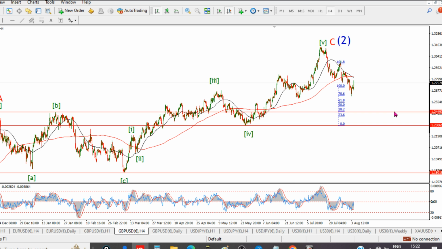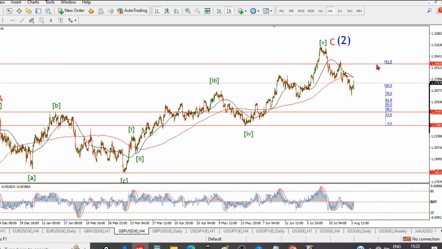Okay, so here is the count for cable. You can see previously I had a target set at the 161.8% extension, so at about 129.60. We popped above that, and now we've reversed pretty impulsively, I think, so far. You could take a couple of different views on how this internal pattern is tracing out here. I'll show you on the short-term chart, but that could change by this evening. We'll see how it goes.